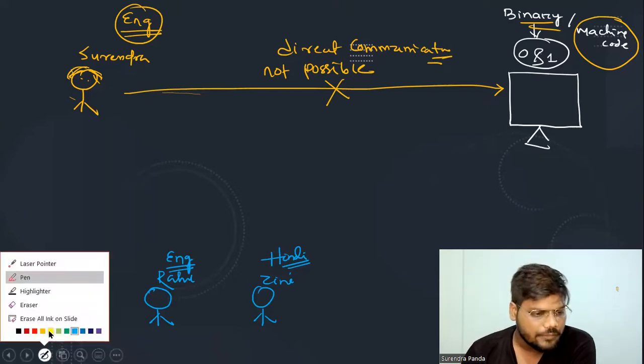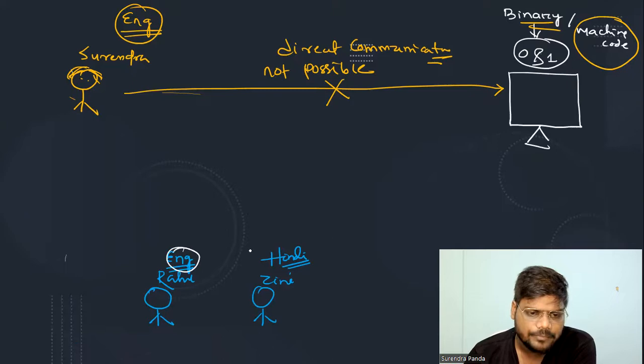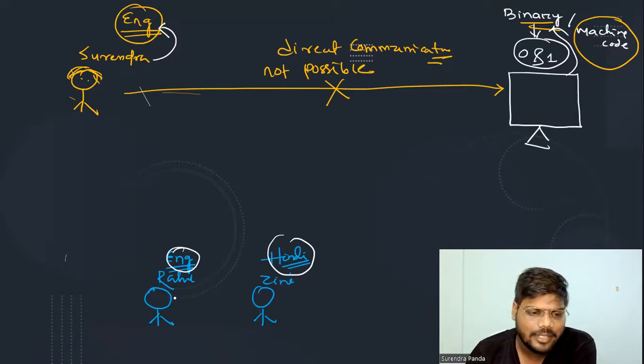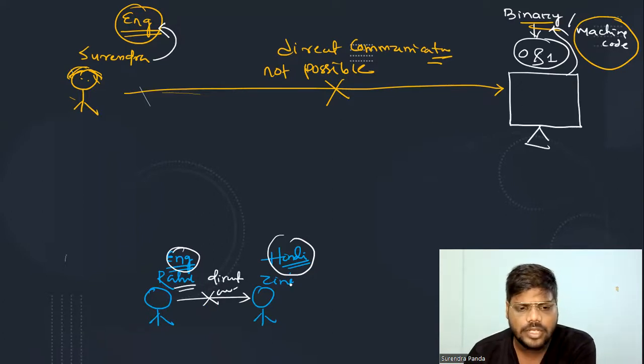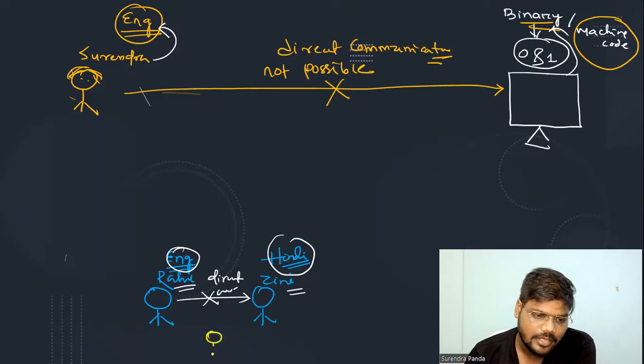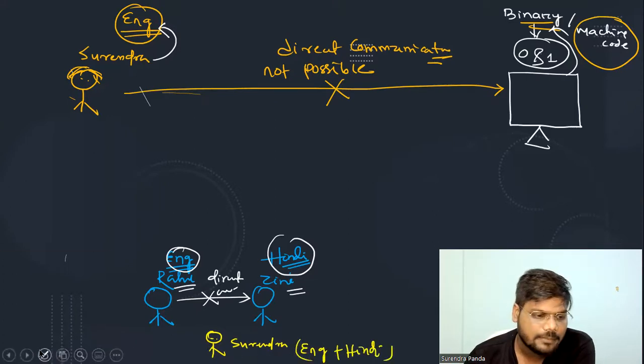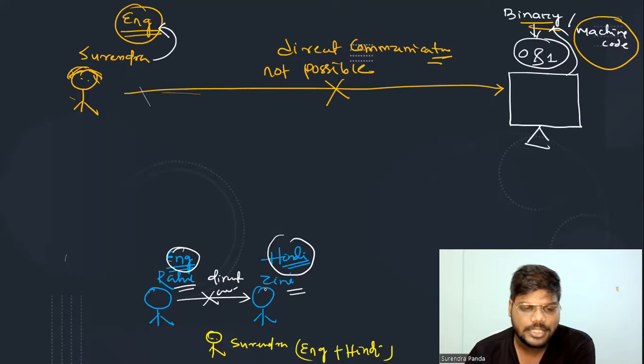If you observe very carefully, Rahul knows English, Zinni knows Hindi. Observe the same situation: Surendra knows English, but a computer knows binary language. So can you tell me, can Rahul communicate with Zinni? No, not possible. Direct communication is not possible, because Rahul knows English and Zinni knows Hindi. So is there any solution? Yes. Observe, there is a third mediator. That mediator's name is Surendra, and Surendra knows English plus Hindi. Sir, now tell me, can Rahul and Zinni communicate indirectly or not?